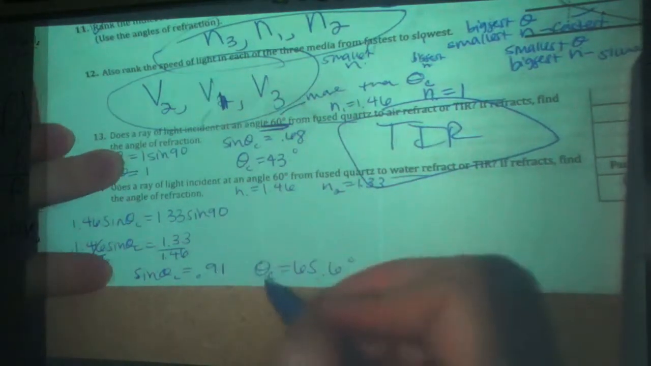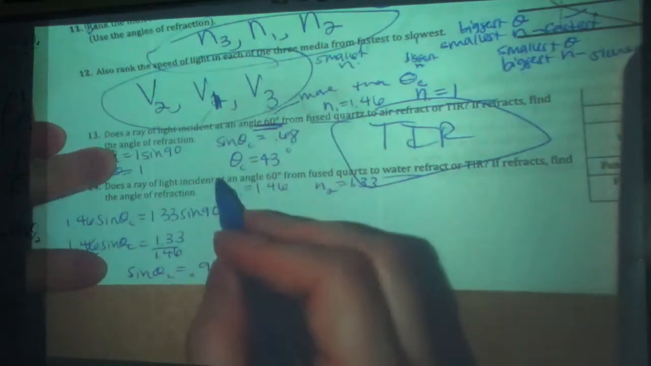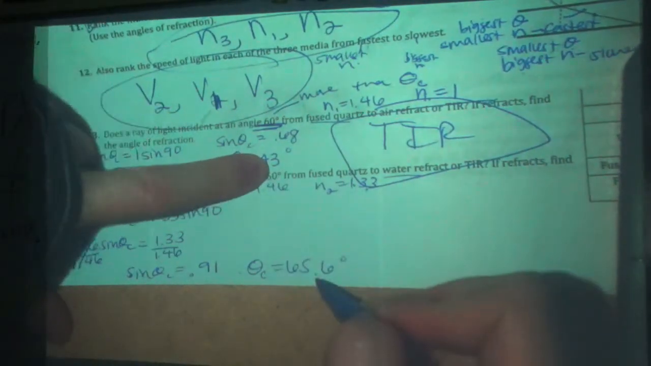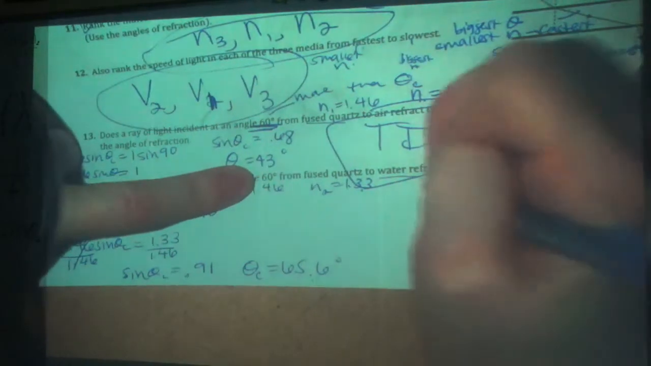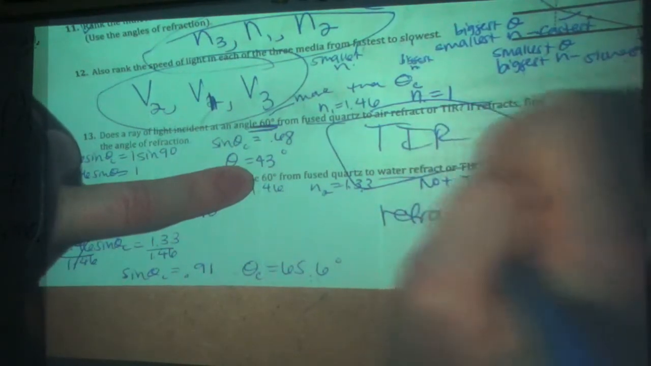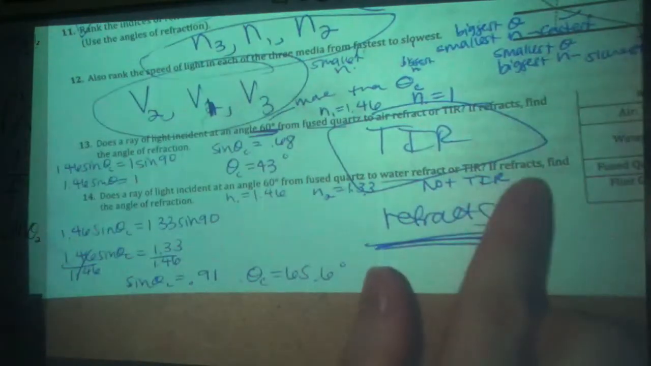Again, not my answer, that's my critical angle. So I'm saying, okay, yes, I'm going to a smaller n. I'm coming in at 60. Is that more than my critical angle? No. So not TIR, which means that it just refracts. And it says, if it refracts, find the angle.